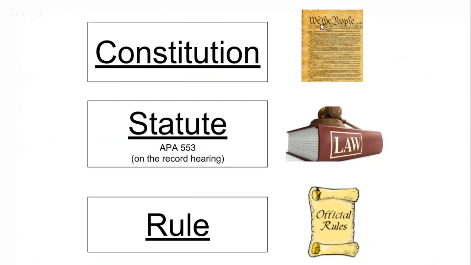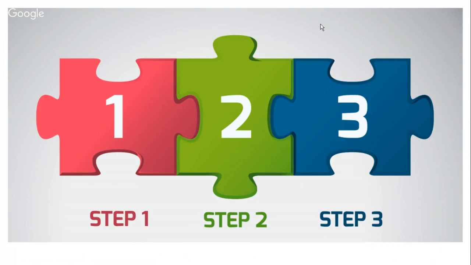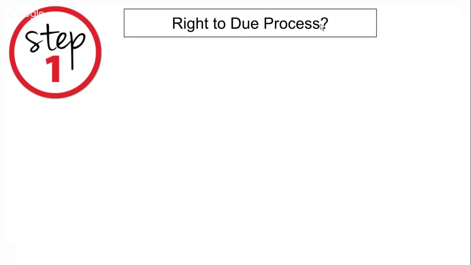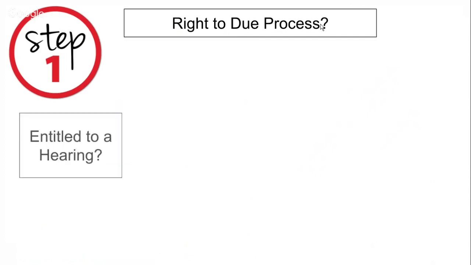Right? So here, generally with due process, there's a three-step analysis, and we're going to go through that three-step analysis. So step one, do you have a right to due process at all? Well, you'll see this question about being entitled to a hearing, and that's really asking you, are you entitled to due process at all? Or if you're entitled to a hearing or anything more than that.